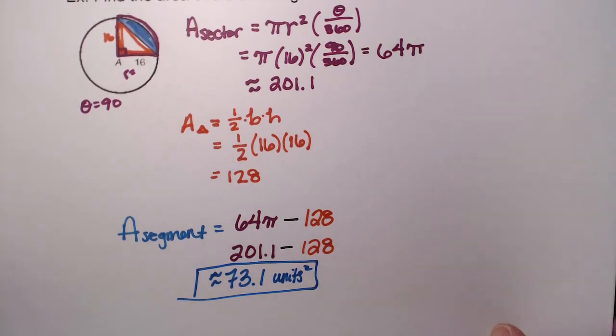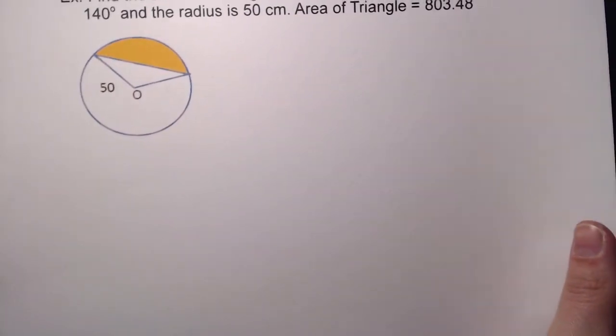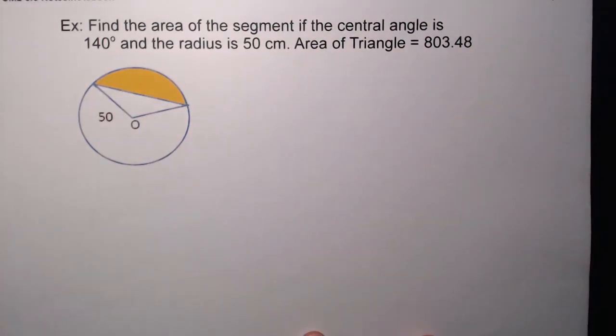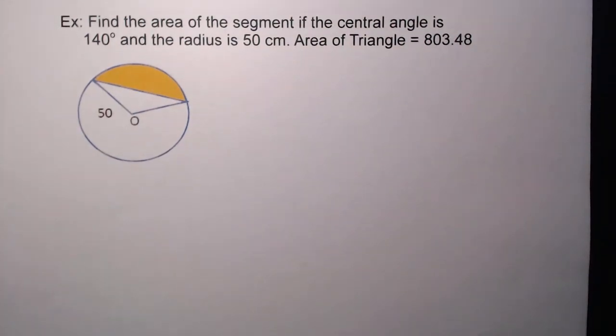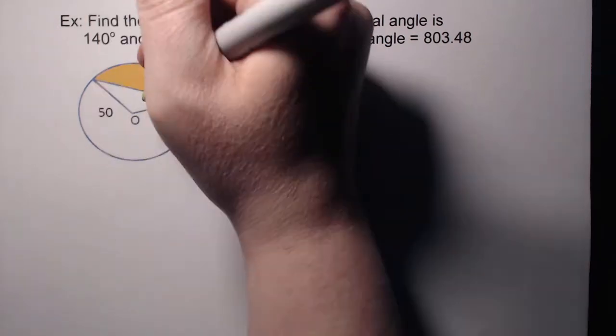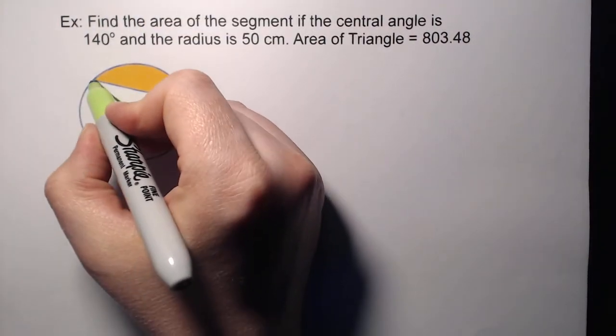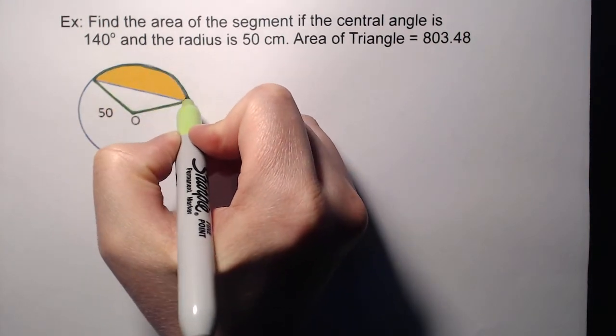Okay, for our next example, we're going to do that same concept, except this time the area of the triangle isn't going to be as easy. So I can find the area of the sector. So I'm going to find the area of the whole thing. I'm going to use green for this one. So I'm finding this piece right here. I'm finding that whole thing.